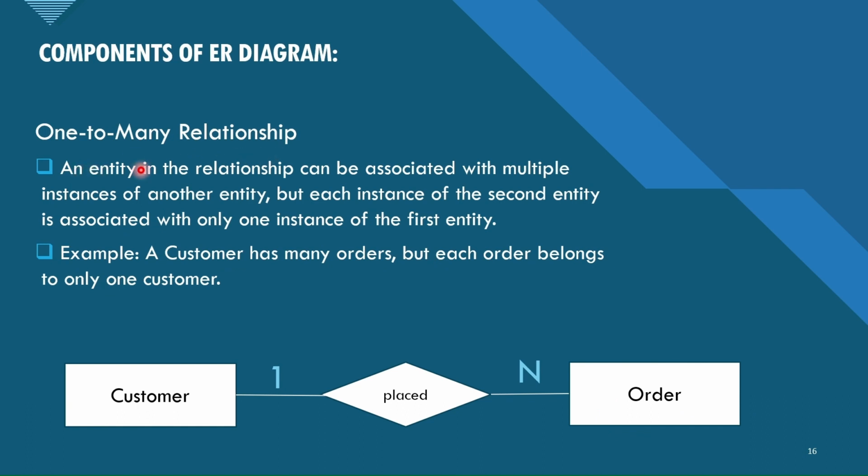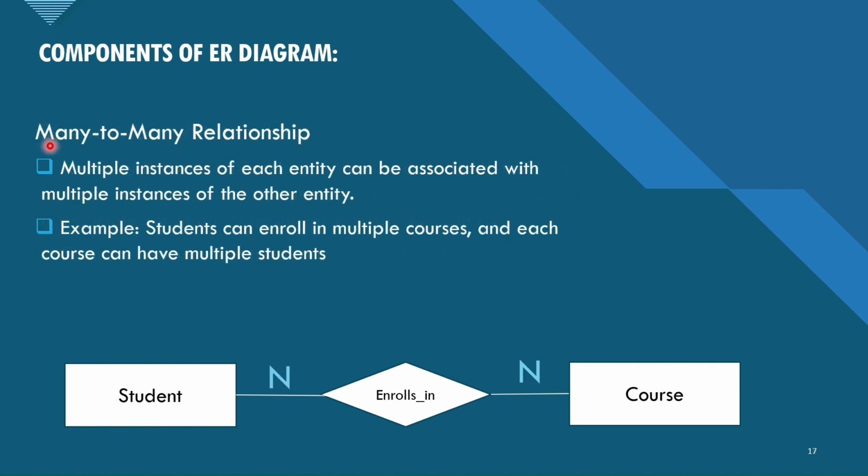In a one-to-many relationship, an entity can be associated with multiple instances of another entity. For example, a customer can place multiple orders, but an order ID can only be associated with one customer. Now the third one is the many-to-many relationship. In a many-to-many relationship, multiple instances of each entity can be associated with multiple instances of the other entity. For example, a student might enroll in multiple courses. Likewise, a course can have multiple students.